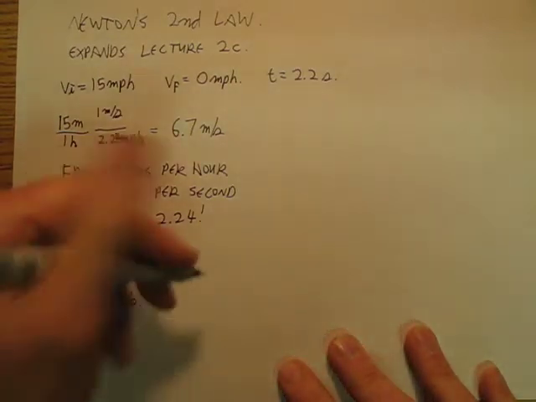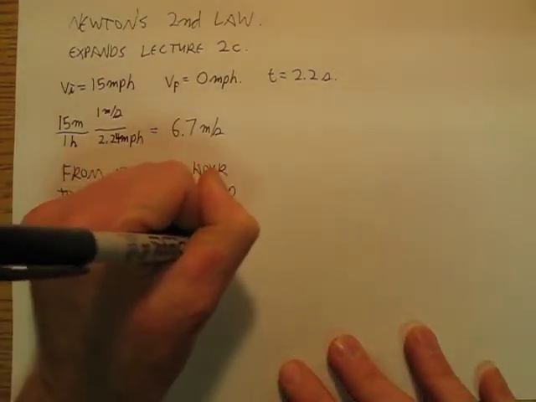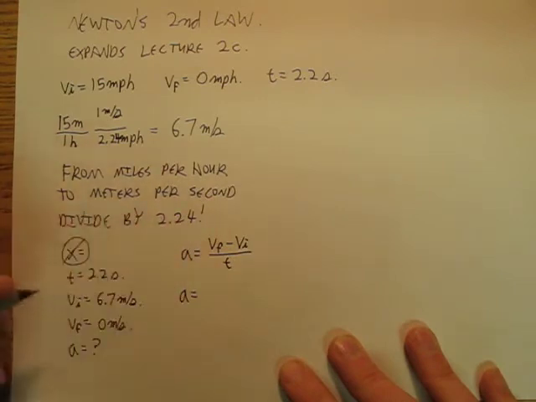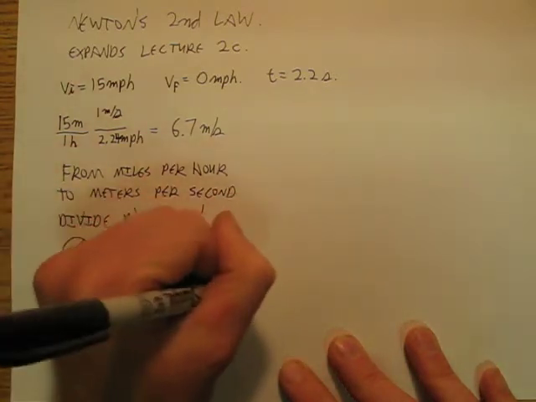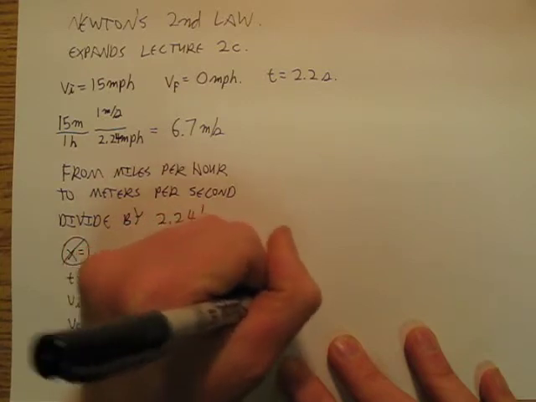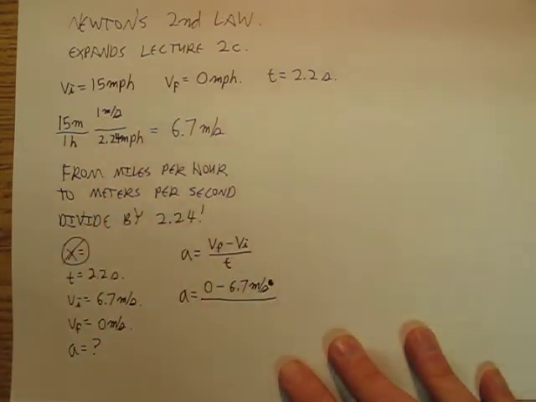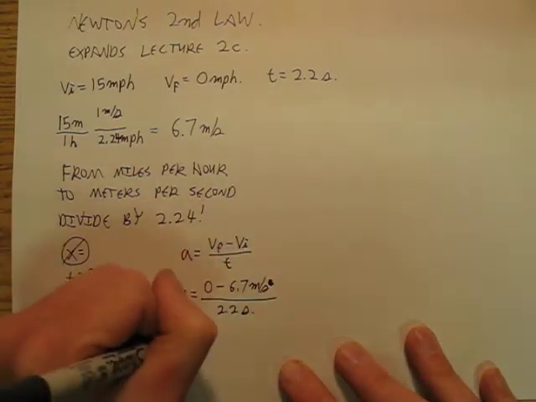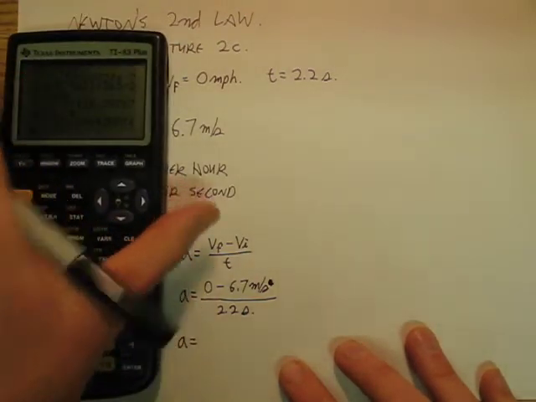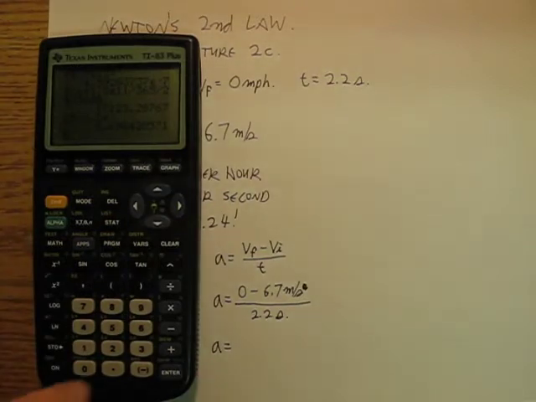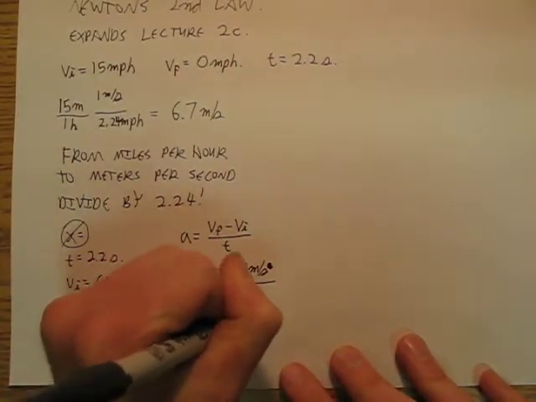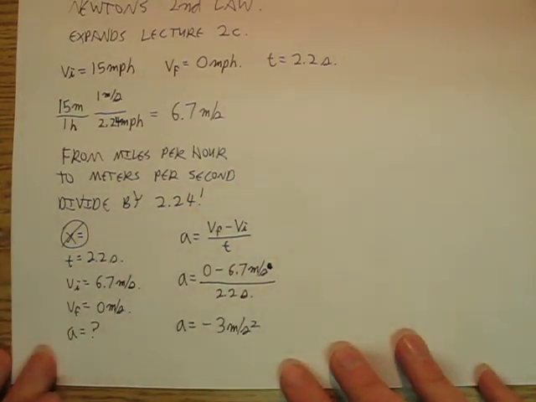So I'm going to use this equation, A equals VF minus VI over T. So my A is going to be 0 minus 6.7 meters per second divided by 2.2 seconds. And so 6.7 divided by 2.2 is going to be negative 3 meters per second squared.